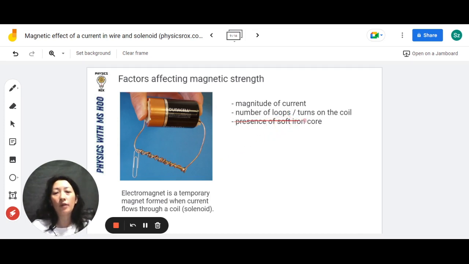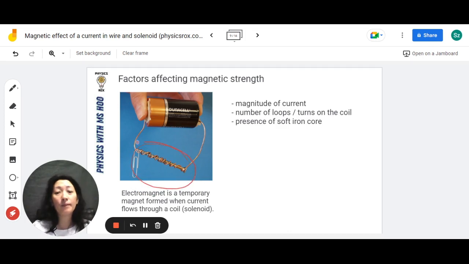If you don't have a soft iron core, the coil in itself will still be an electromagnet, but it will be very, very weak. You might not even be able to attract a single paper clip. But if you put a piece of iron inside, the word core here, by the way, refers to the center of the electromagnet. So the iron nail here acts as the core of the electromagnet.